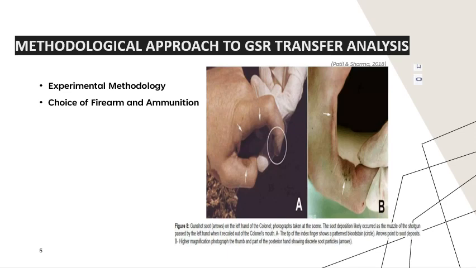So the firearm was loaded with 9mm Luger 95-grain jacketed soft point 9P1 ammunition provided by Federal Ammunition, chosen for its typical use in law enforcement and civilian defense. So that way they could apply it more accurately to a real-world scenario. The sampling technique: to capture GSR, 1/2 inch aluminum SEM stubs covered with self-adhesive carbon discs were used.